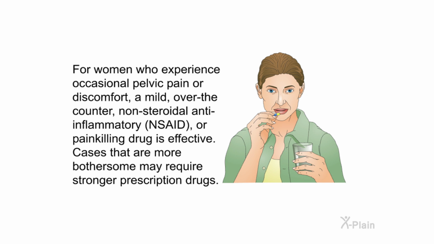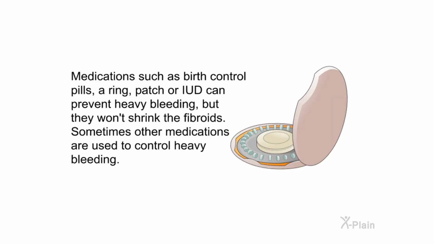For women who experience occasional pelvic pain or discomfort, a mild over-the-counter non-steroidal anti-inflammatory, NSAID, or pain-killing drug is effective. Cases that are more bothersome may require stronger prescription drugs. Medications such as birth control pills, a ring, patch, or IUD can prevent heavy bleeding, but they won't shrink the fibroids. Sometimes other medications are used to control heavy bleeding.